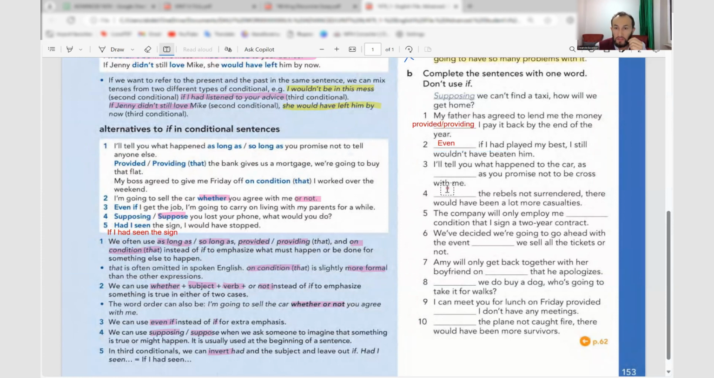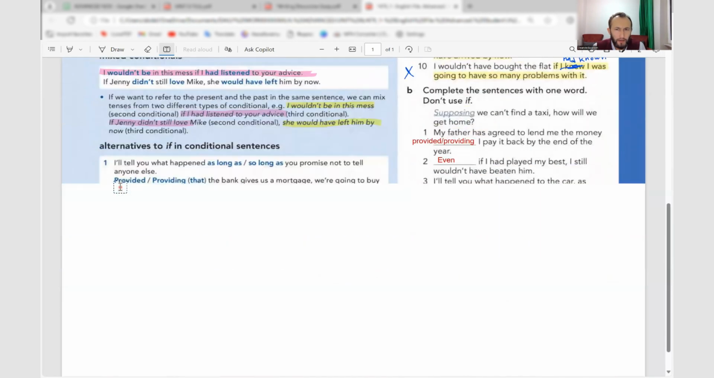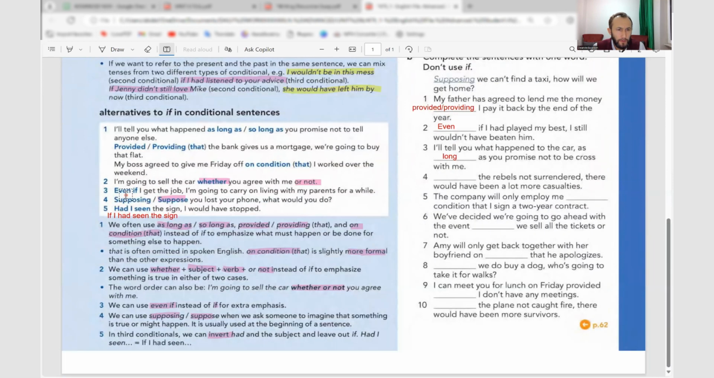Mrs. Walla, number 3. I'll tell you what happened to the car as long as you promise not to be cross with me. Yes, not to be cross with me. Yes, Amina. This is point number 5. Here, where was it? Okay, it was down a little bit here. Yes, point number 5. Can you see that?